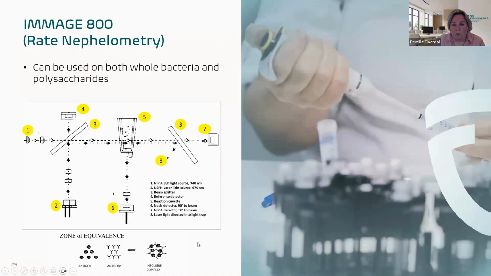So just to shortly show the method, when you have your sample, it will scatter the light through it, and depending on how big your complex is, how many antibodies and antigens are bound together, the scatter of the light will then be recorded and give an instrument response.